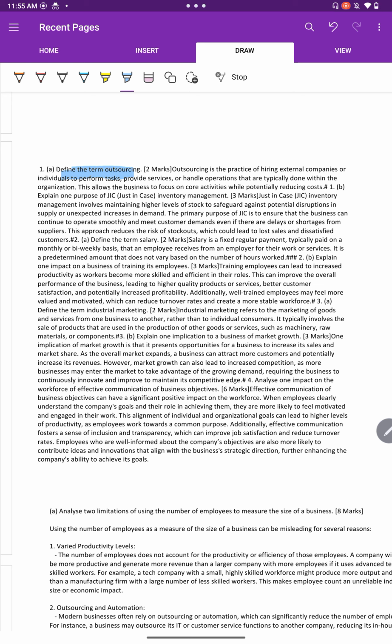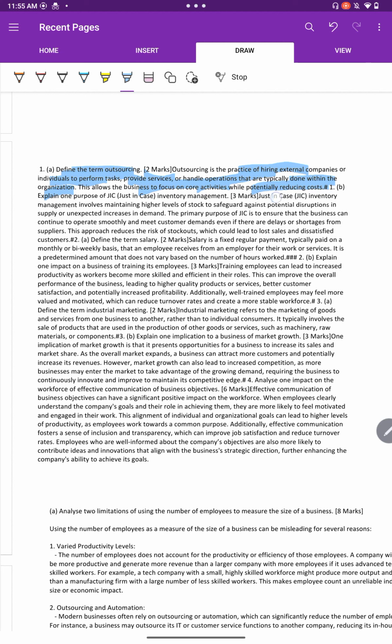So outsourcing is a practice of hiring external companies or individuals to perform tasks, provide services, or handle operations that are typically done within the organization. And this allows business to focus on core activities, potentially reducing cost. B part is explain one purpose of JIC.